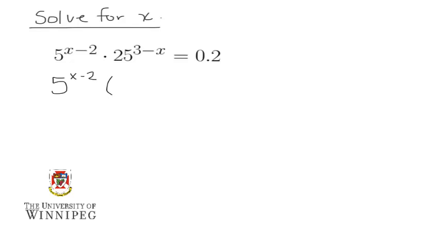Notice that 25 can be written as 5 squared, and this is going to allow us to do some simplification with our powers. So now we can rewrite this as 5 to the x minus 2 times 5 to the 2 times 3 minus 2 times x.